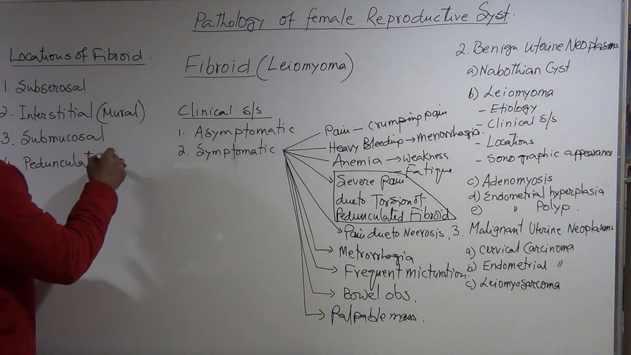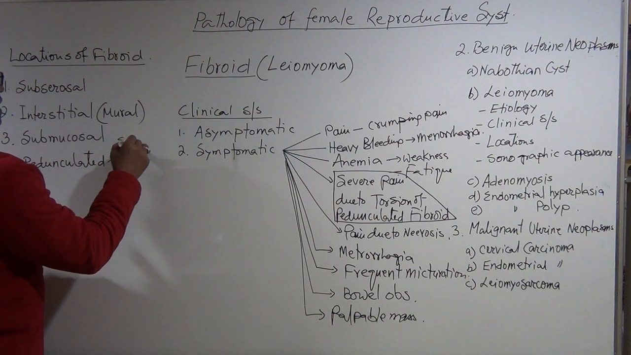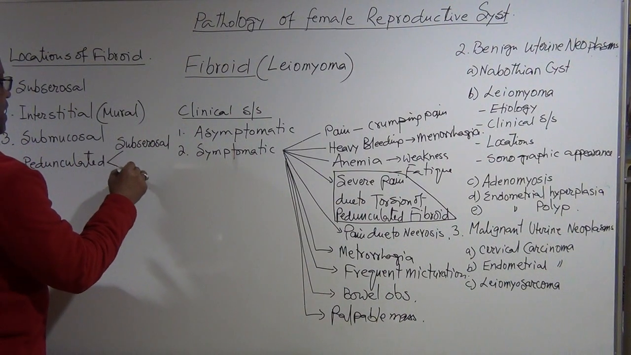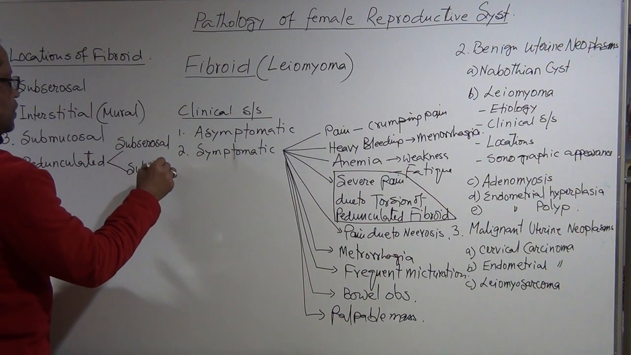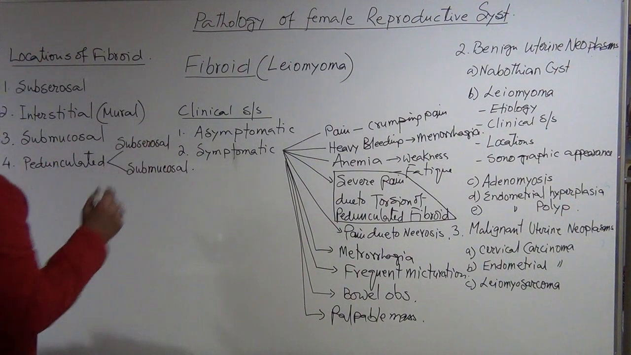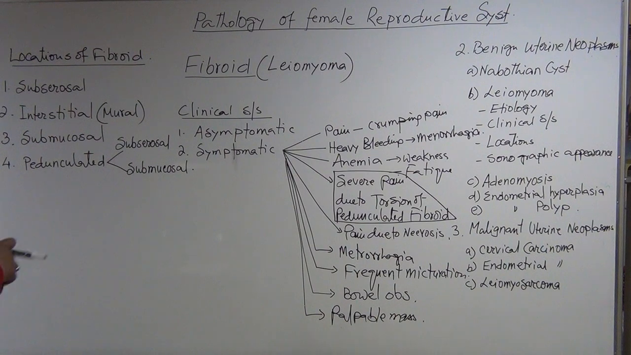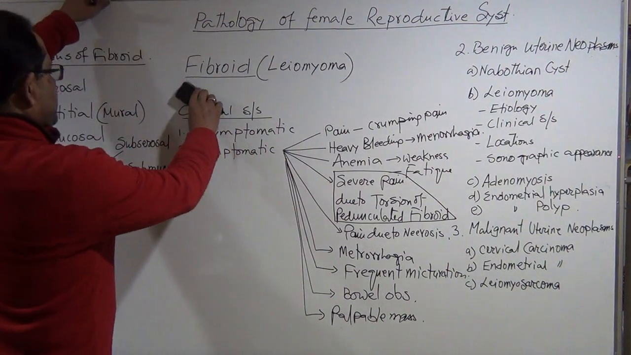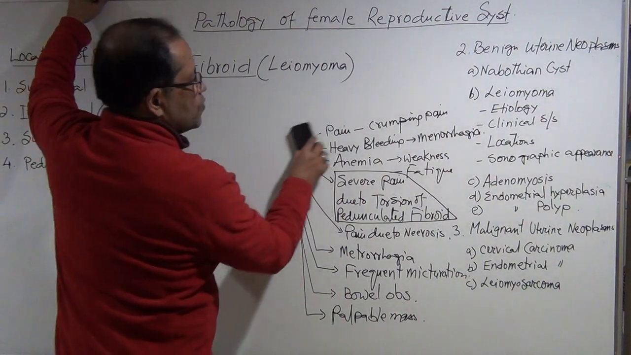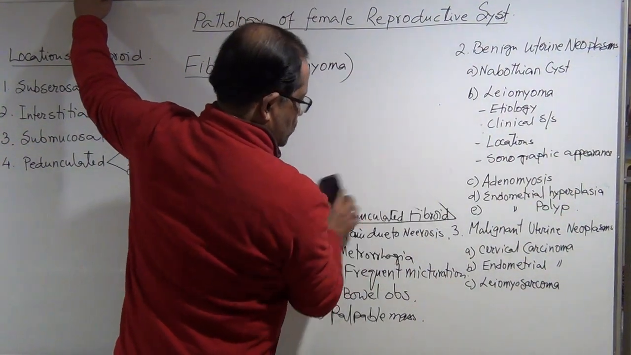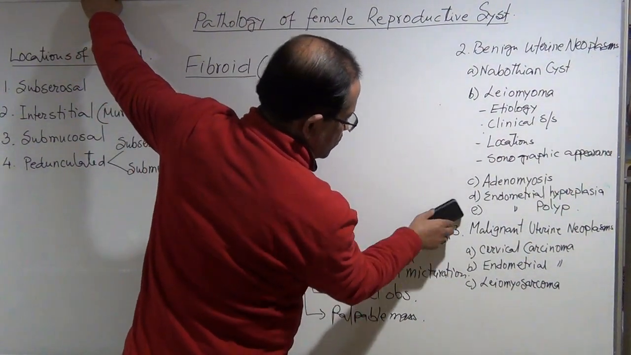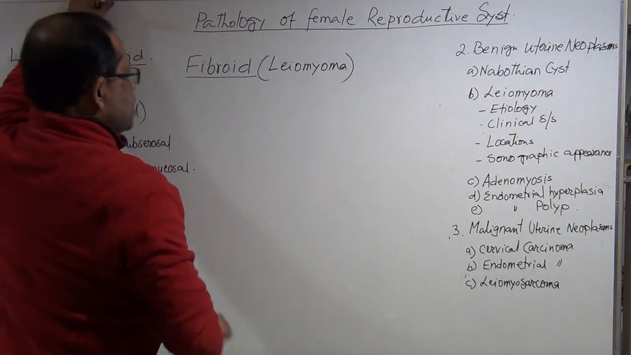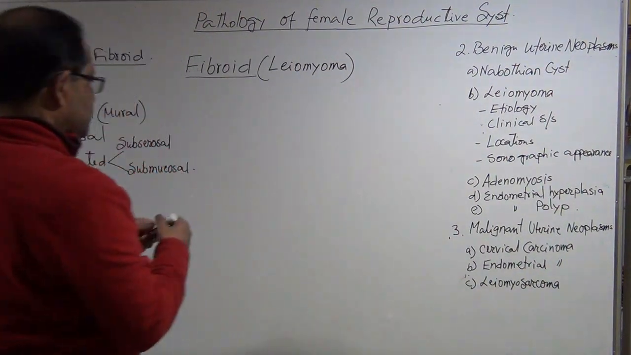Pedunculated fibroids are of two types. One is subserosal, and the other is submucosal. I will draw the diagram, okay? So these are the locations. Now I will draw the diagram and show the locations, okay?